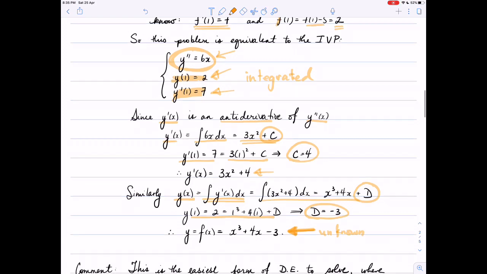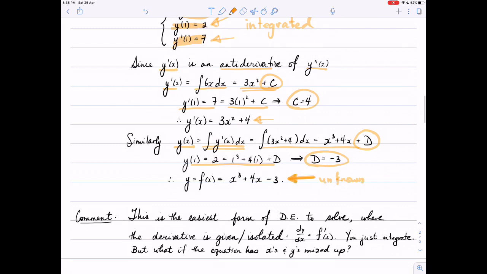Now, let me just make a little comment here. This kind of differential equation is the easiest form to solve, and that is when one of the derivatives is just given or isolated, right? We were given, actually here, d squared y dx squared was 6x. We were given the second derivative, but the first derivative could just be given. And what do you do to solve? Well, you just integrate. If you're given the derivative, you just integrate.